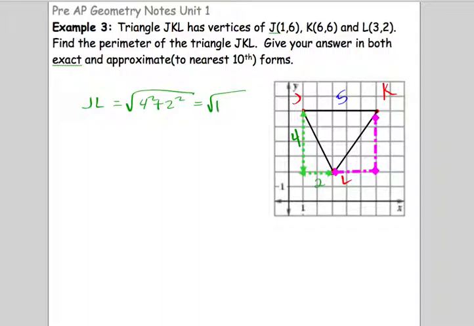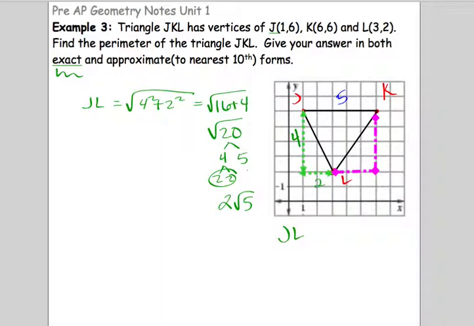So that gives me 16 and 4, which is the square root of 20, and it says to do an exact and an approximate, so I need to simplify this radical here. 4 and 5, 4 is 2 and 2. A pair of 2's comes out, leaving 5, so 2 root 5 for JL. So JL is 2 root 5.